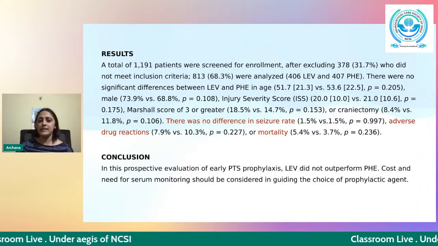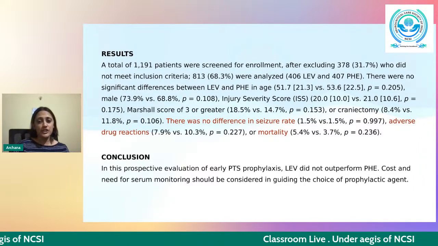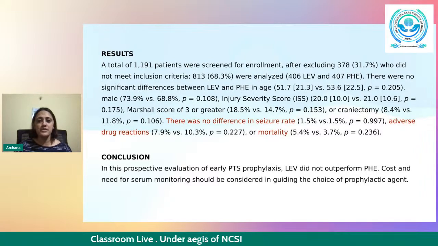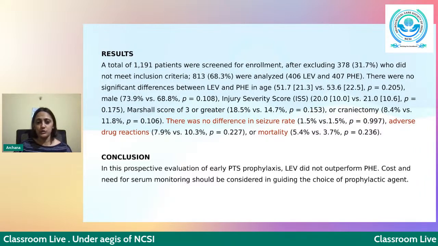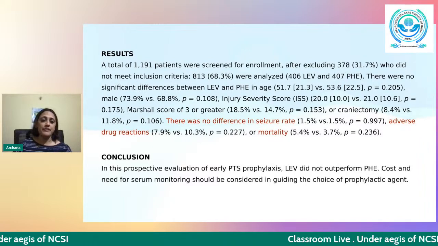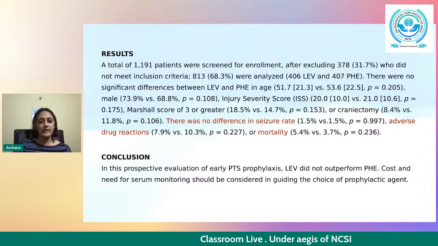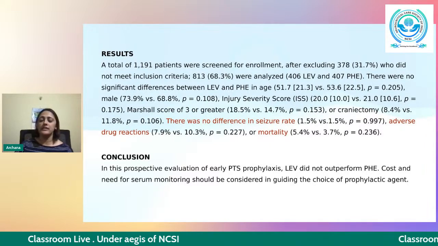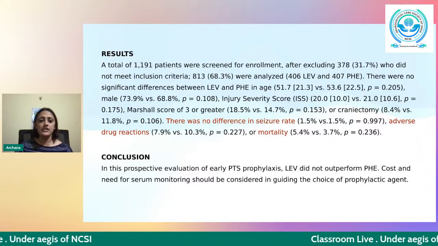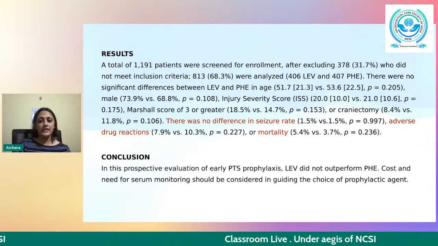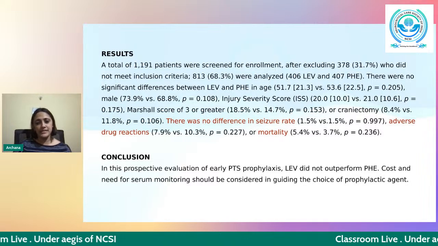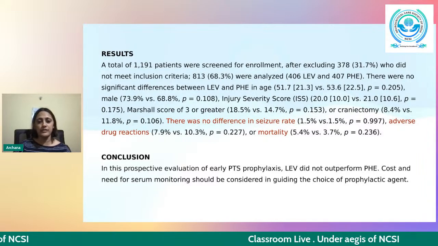And here it was seen that there was no difference in the seizure rate between the two groups, or adverse drug reactions between the two groups, or mortality between the two groups. So, in this prospective evaluation of early post traumatic seizure prophylaxis, the levetiracetam did not outperform phenytoin, and hence the cost and need for serum monitoring could be a consideration in guiding the choice of prophylactic agent. So hence levetiracetam has still not been included in any of the guidelines.